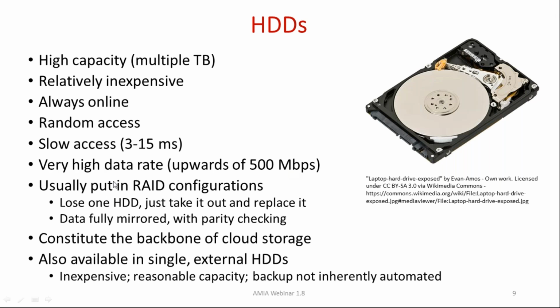The data rate is usually quite good, upwards of 500 megabits per second, very high data rates. Those have continued to grow substantially over the years with hard drives. And because they have a fairly high failure rate, we put them in RAID configurations. And that means that you have the data in at least 2 different places, 2 different drives. So that if one drive fails, you simply take it out and put in another one. And as soon as you put in the new one, the system that is keeping this RAID working recognizes that a new disk is there.